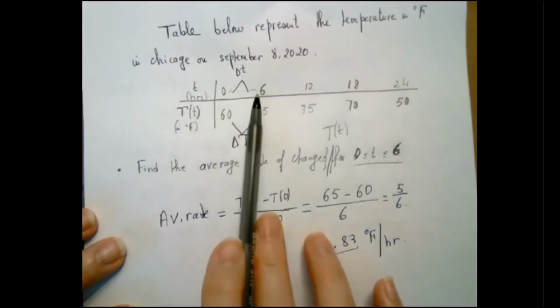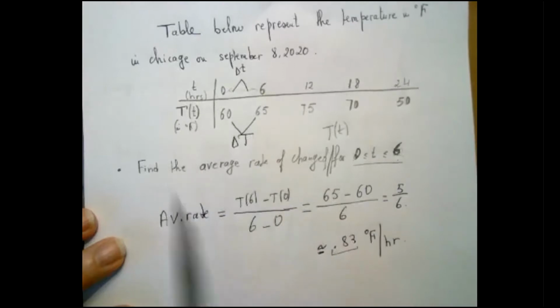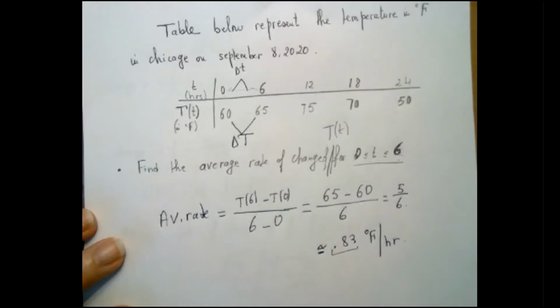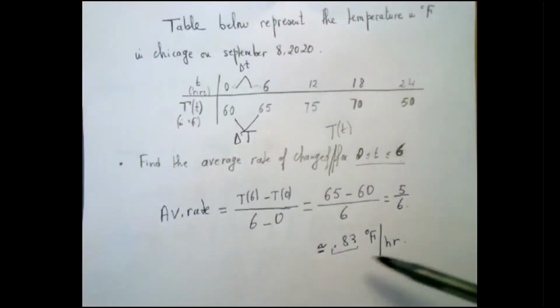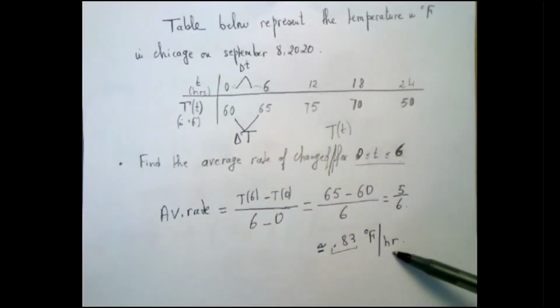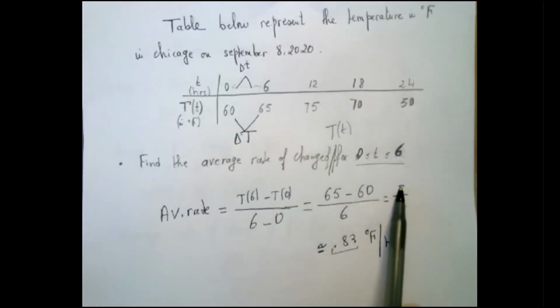It means on average, the temperature was rising by 0.83 degrees per hour. That's really what it's telling us. But the unit is important. It's not 0.83 degrees, it's 0.83 degrees per hour. What the average rate tells you is the change per unit. So it changed 5 degrees during 6 hours. It means on average 0.83 per hour. And that's really what the average rate tells you, it's like your speed.